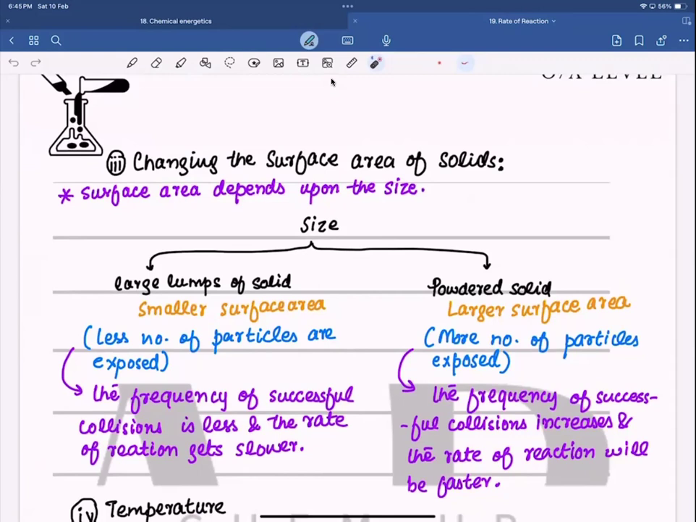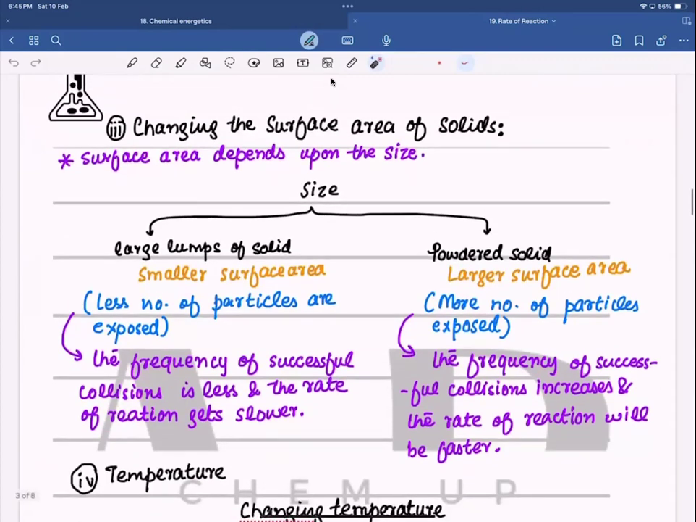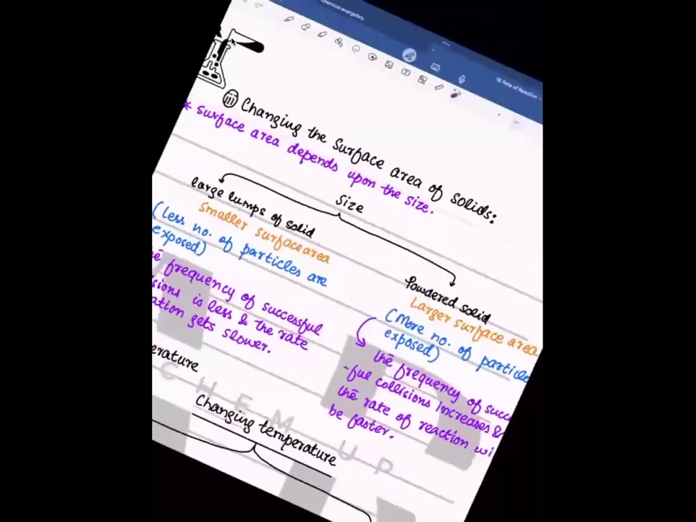Is this clear? Yes, sir. Khatija? Yes, sir. Clear. Okay. Complete this.